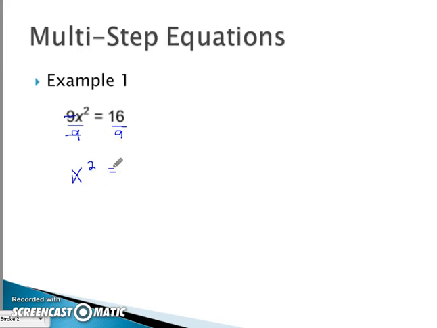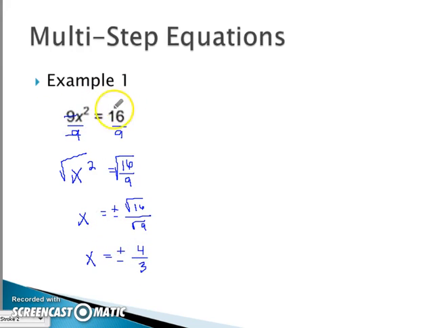And since both of these are actually perfect squares, I would leave them both as perfect squares. So we'd have 16 over 9. If you take the square root of each side, you would have x equals plus or minus. Think of this as the square root of 16 over the square root of 9. So x would be equal to plus or minus the square root of 16, which is 4, over the square root of 9, which is 3. So x equals plus or minus 4/3 for this one.